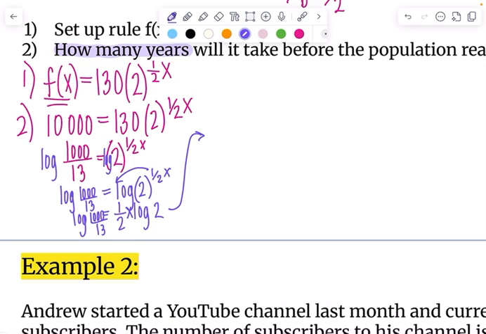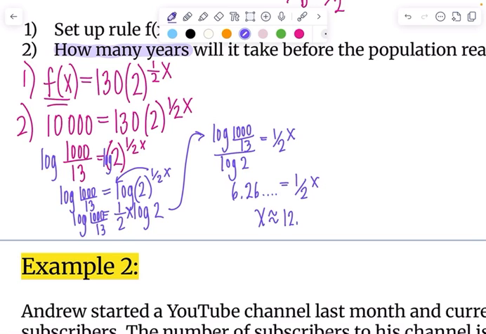So now that we have written it like this, and we want to solve for x, we have to divide both sides by log 2. So log of 1,000 over 13 divided by log 2 equals 1/2 x. You do this on your calculator, so log of 1,000 over 13 divided by log 2. We get about 6.26 equals 1/2 x. I'm going to leave it in my calculator, divide by a half, and we get x is approximately equal to 12.53. Now, if you leave everything in your calculator, you should get the same rounding as me.